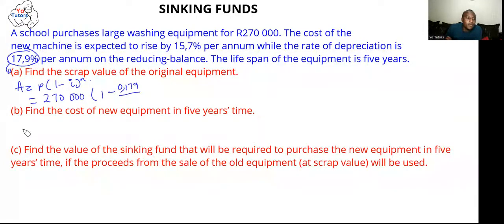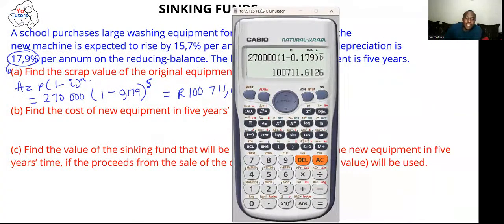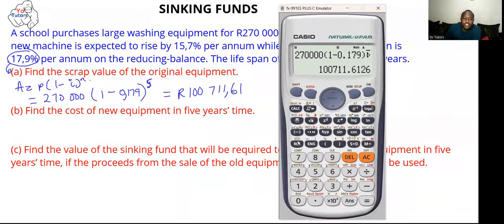It's going to be 0.179, it's not over anything there because it's per year. So it's just 0.179 to the power of, how many years there? It's 5 years. Yeah, that's our value there. So we can say shift store in A. Let's just save our value there.